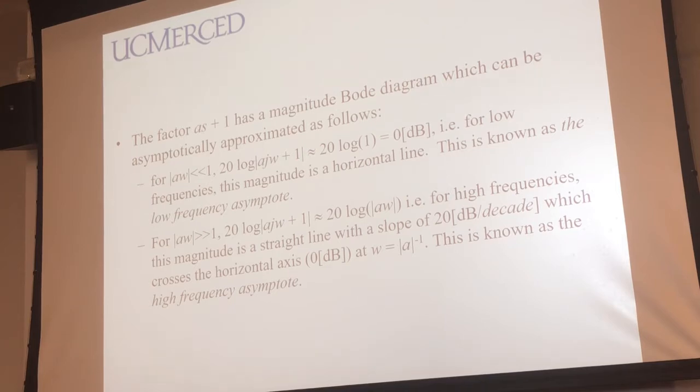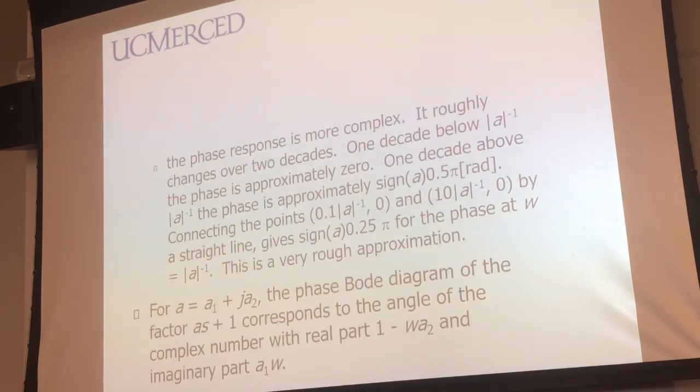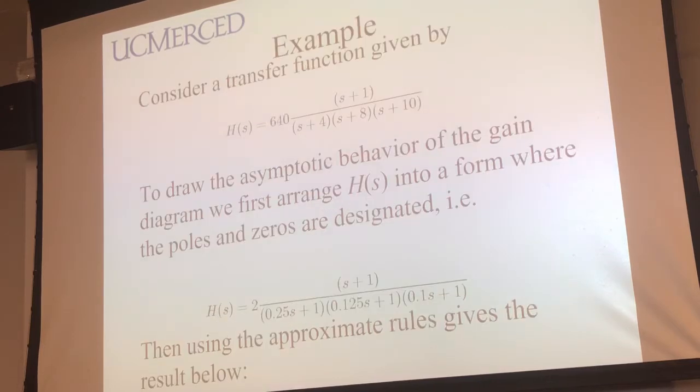So these are just the words, it's not very visual. I want to make it more visual. So let's go through an example, okay? Go through an example. So how can we plot a Bode plot of this one?